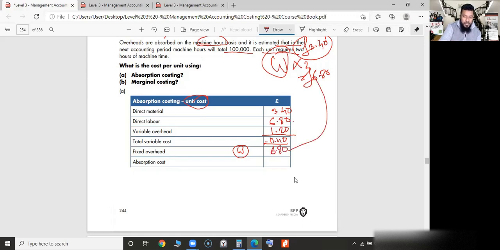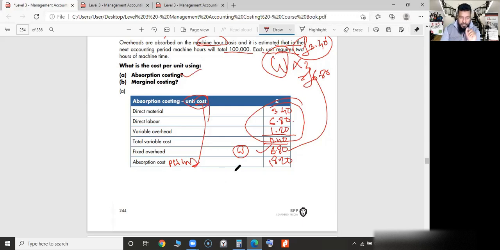6.80. Yeah, so 11.4 plus 6.8 is my 18.2. 18.2 is the cost under absorption costing, cost per unit. They said it per unit, but I'm saying again. So these are all my variable cost. 6.8 is my fixed cost. Hope it makes sense and you understood it.